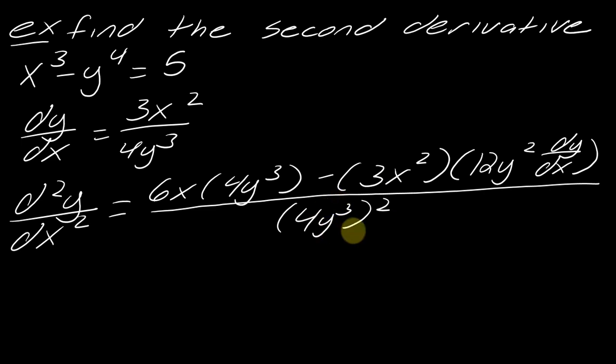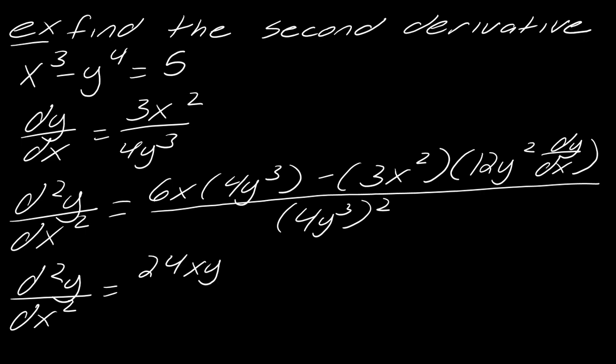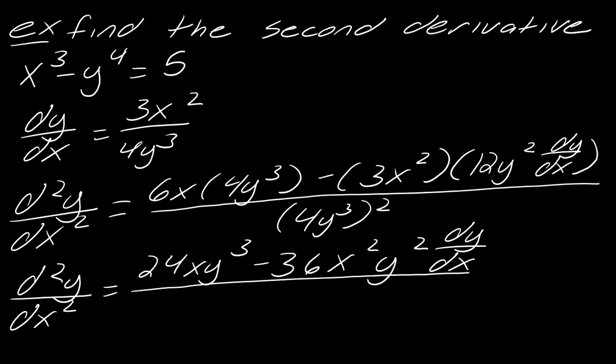Okay, so notice I did not take any derivatives with the denominator here, so this is where I took the derivative. That's the only place you're going to put that dy/dx. So now I simplify this. This is going to be 24xy cubed minus 36x squared y squared dy/dx over 16y to the 6.